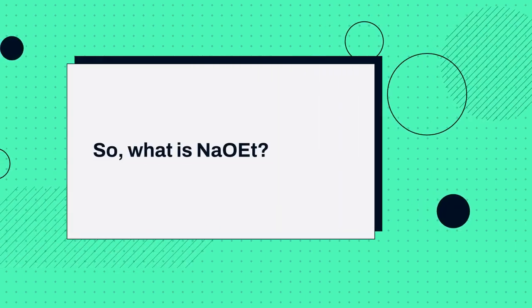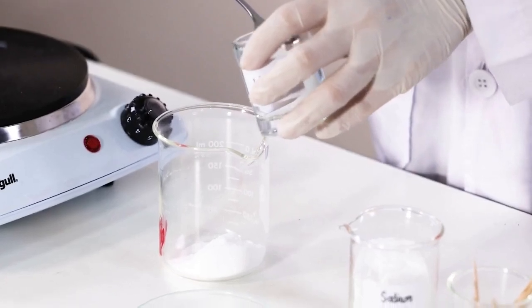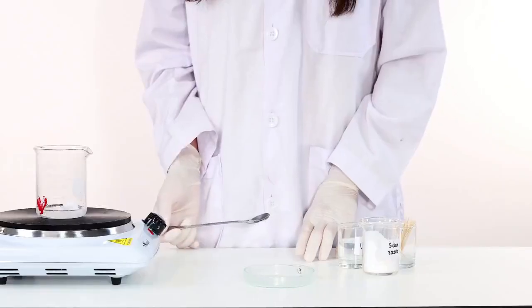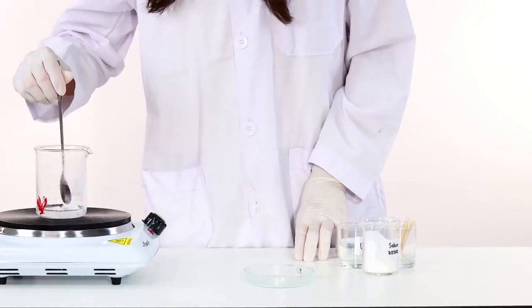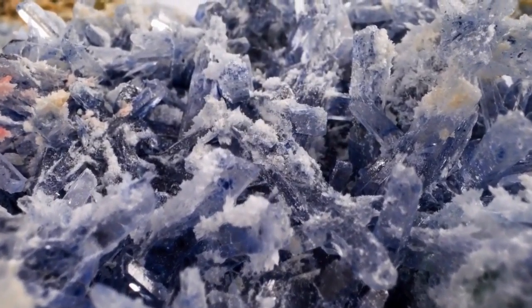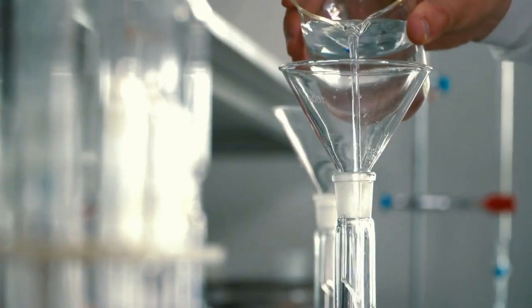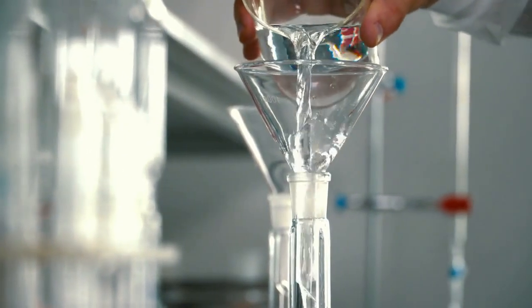So, what is NaOEt? The name stands for sodium ethoxide. It's an ionic compound, made of a positive sodium ion, Na+, and a negative ethoxide ion, EtO-. The Et part just means an ethyl group, which is a 2-carbon chain. Essentially, it's the salt you get when you react ethanol with a strong base like sodium metal.